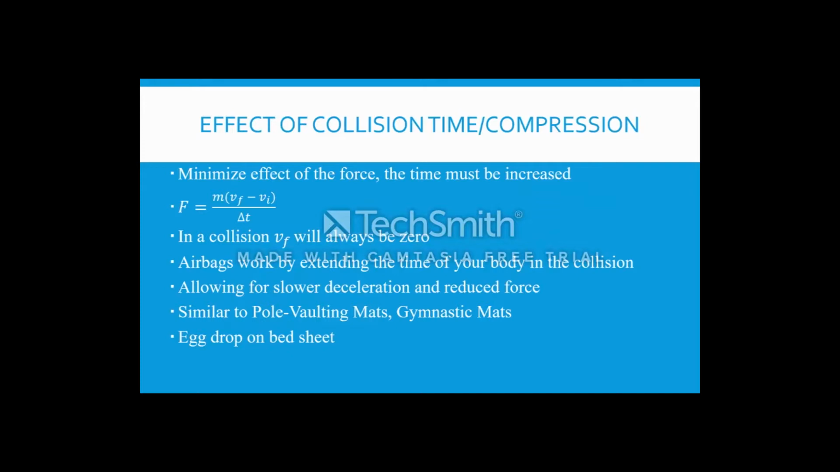Alright, so the main thing airbags do is increase the collision time by compression. Rearranged, we see the formula that force equals m delta v over delta t. As you can see, since it's divided by time, time can create a big difference in the final force on the object. So airbags work by extending this time of the collision on your body. It will compress to lower the rate of deceleration, ultimately resulting in a lower force.